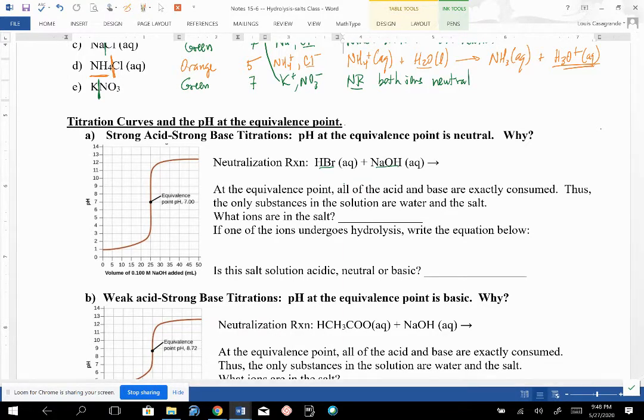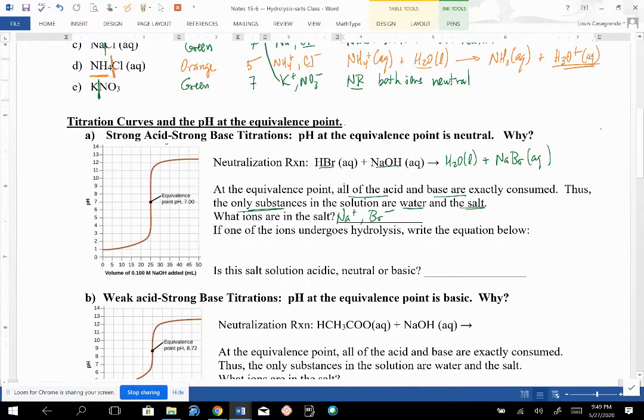When we form our reaction, we're going to make H2O, and we're going to make sodium bromide aqueous. Now, at exactly the equivalence point, remember all of the acid and base are exactly consumed. So now the only thing we've got in the solution is the water and the salt that we just made. There's nothing else there, right? There's no excess sodium hydroxide. There's no excess HBr. What ions are there in the salt? Split it apart, like we're doing a net ionic equation: we have sodium and we have bromide.